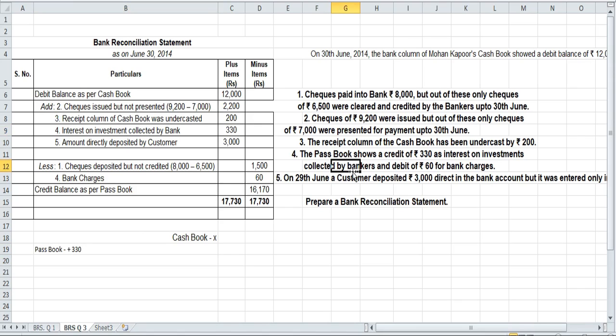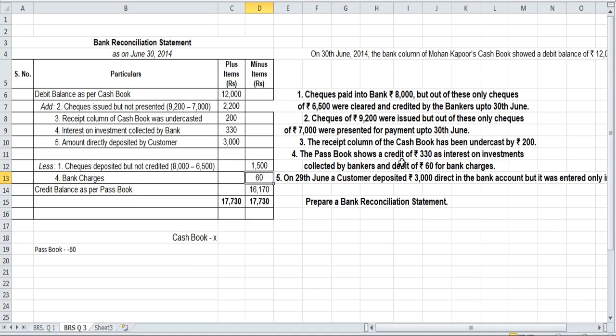On the same question, interest on investment collected by bank and debit of 60 on bank charges. So here the passbook is charging bank charges, so it is minus 60. There is no charges in the cash book, so what you have to do, you have to match with the passbook, so you'll have to bring it down by 60. So this will be less bank charges 60.